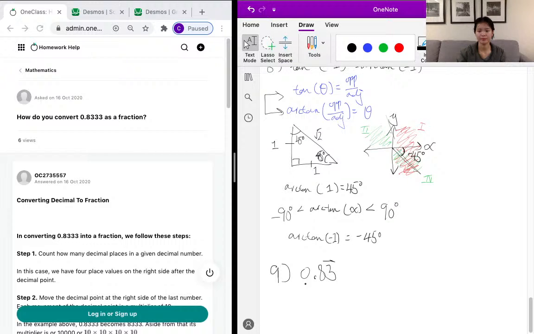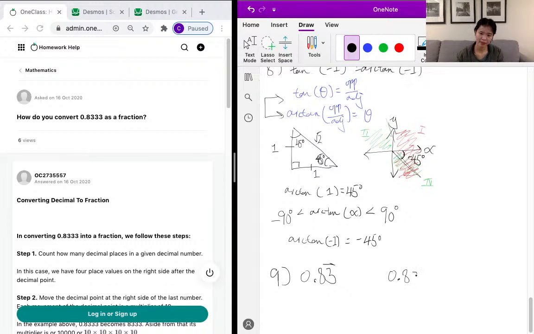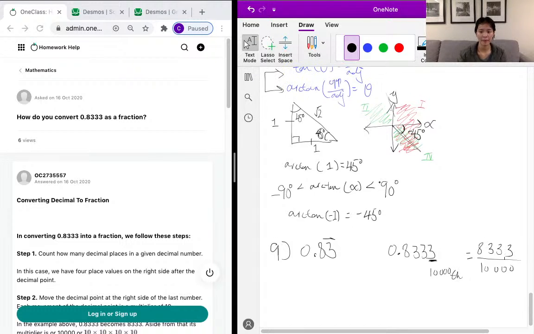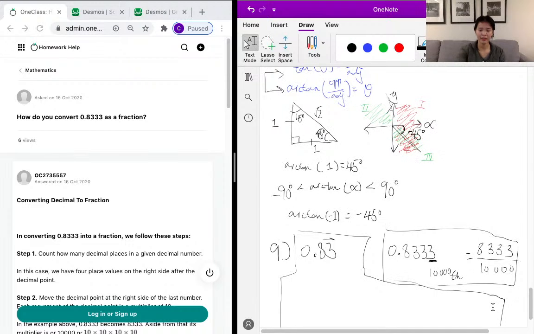Or I guess I'll do both. From 0.83333, you just need to know this is the 10,000th place. So that is just 10,000 as a denominator, and the numerator is everything to the right of the point. So we have this as its fraction form, but I'm pretty sure they meant the other one, so let's just do the other one.